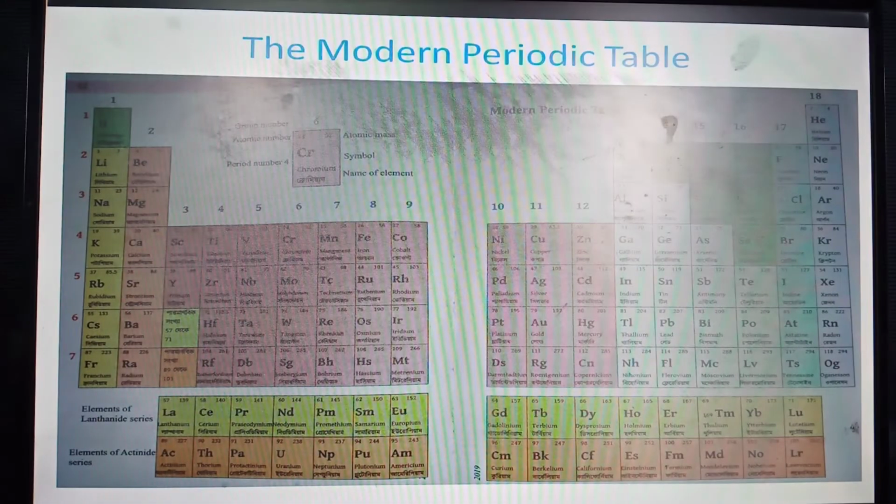This is the modern periodic table. You know there are 18 groups and 7 rows in this periodic table. There are 118 elements in it. We can determine the position of any element with the help of its electronic configuration, applying some technique.